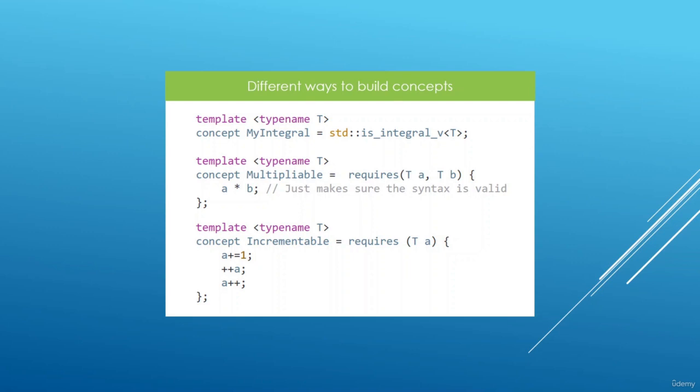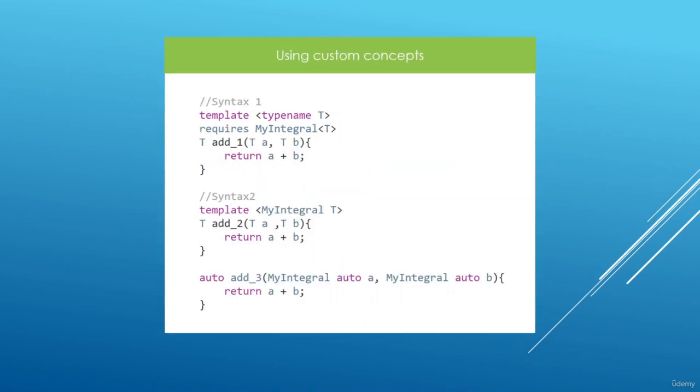Once you have your own concepts set up, you can use them like we have been using the other concepts from the C++ standard library. For example, we can use syntax 1 to put a requires clause and say that we want to satisfy our own concept. With this particular syntax, you will have to put in these angle brackets and put your template parameter inside.